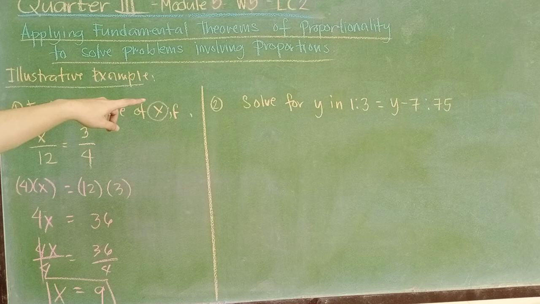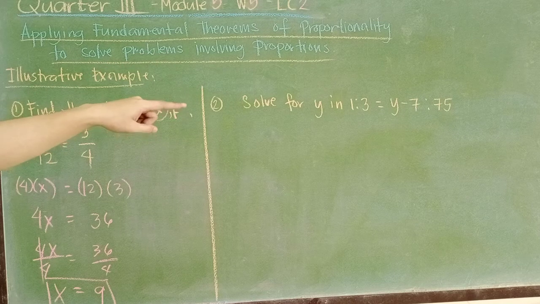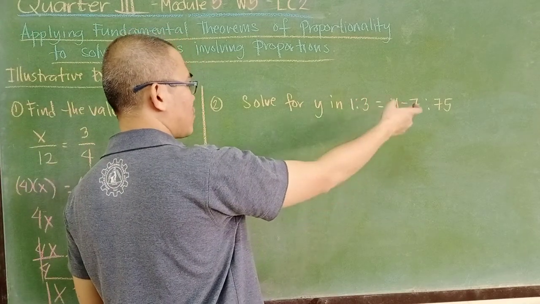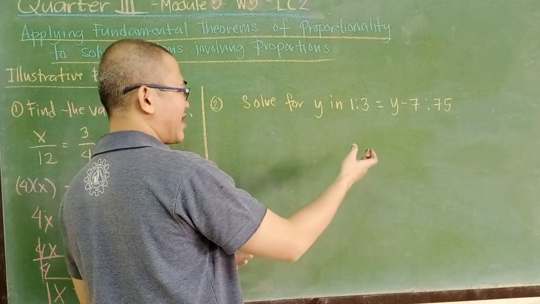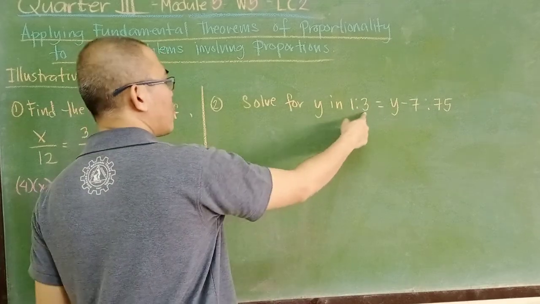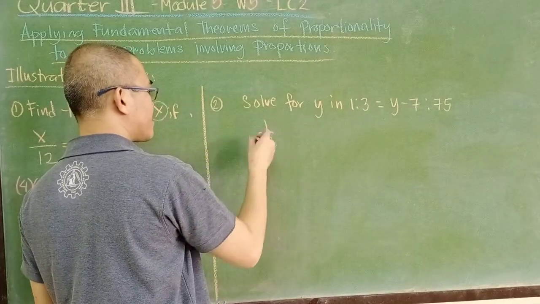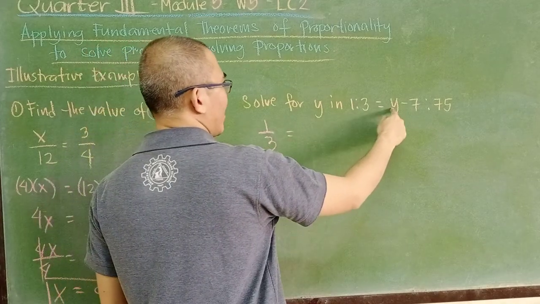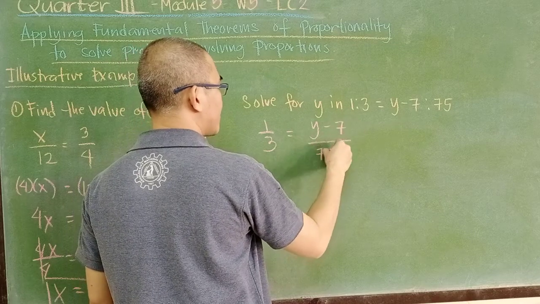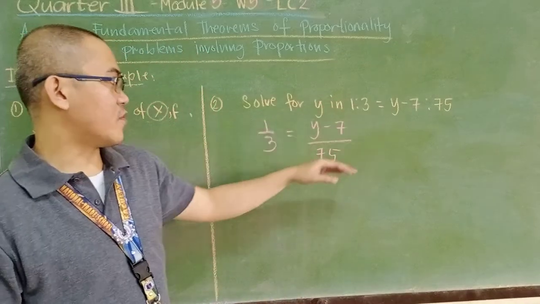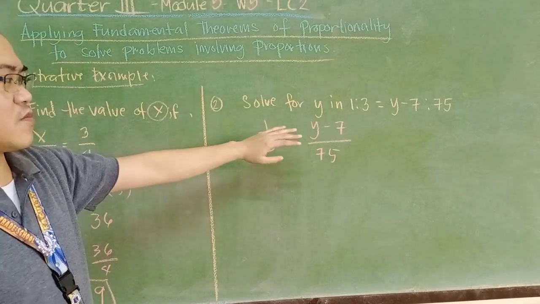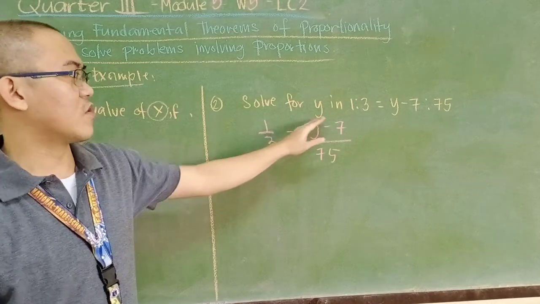Next, solve for y in 1:3 as y minus 7 is to 75. So ang gagawin natin, i-convert o translate muna natin siya o transform muna natin siya into fraction form, from colon form to fraction form. So yung 1:3, pwede 1/3 is equal to y minus 7 is to 75, pwede y minus 7 over 75. So yung colon form, convert o transform ko muna into fraction form. And then we will use yung property number 1 to solve for y, yung cross multiply.